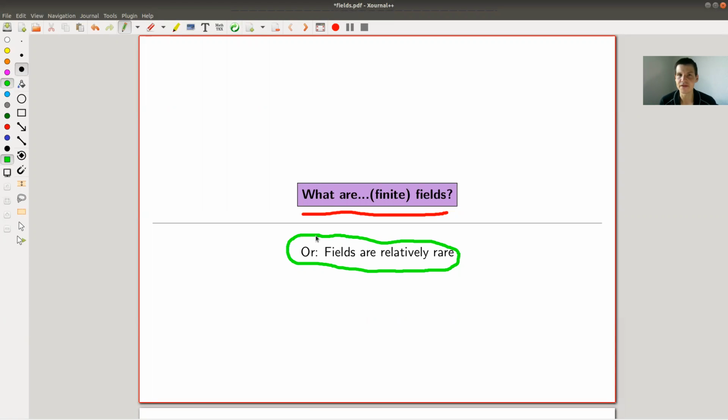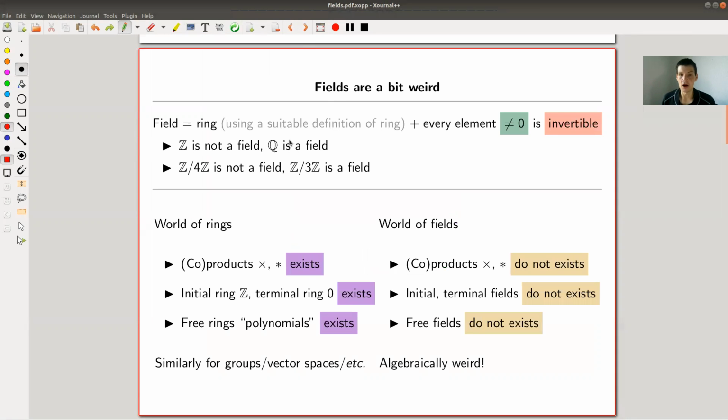And it turns out that fields are, in some sense, slightly ill-behaved algebraic objects, which is a pity, or, of course, you can say that makes them interesting. So let's just jump right into it. First slide: fields are a bit weird. I don't want to diss those poor fields. They're still very nice. But anyway, let's start by recalling the definition of a field.